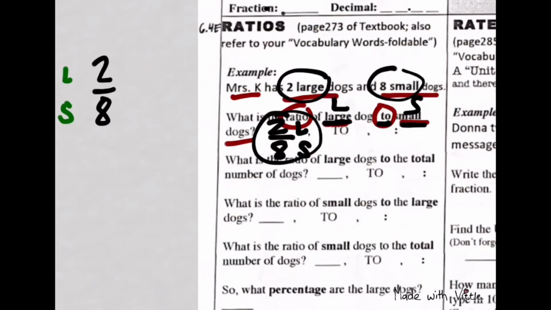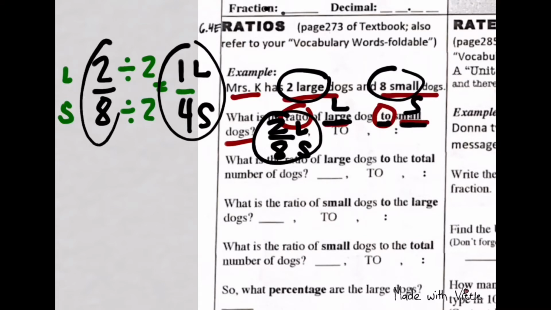So as a fraction, 2 to 8, can we simplify this? Yes, we can. You may go ahead and use the greatest common factor of 2 and 8, which is 2. Therefore, your answer will be 1 to 4. So for every 1 large dog, there are 4 small dogs. And is that still equal to your 2 to 8?